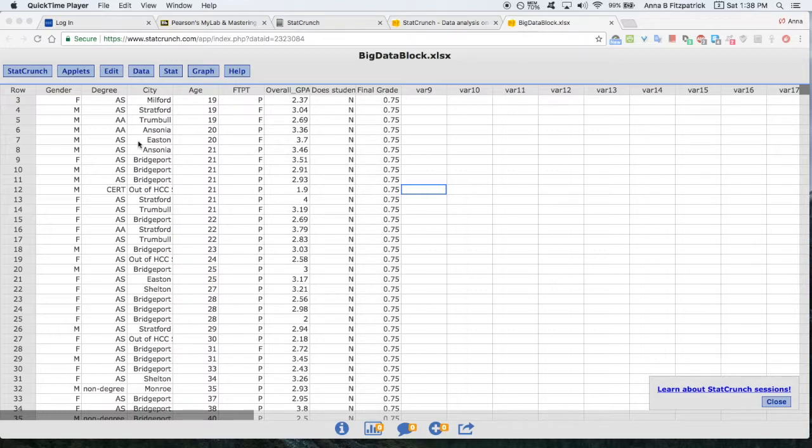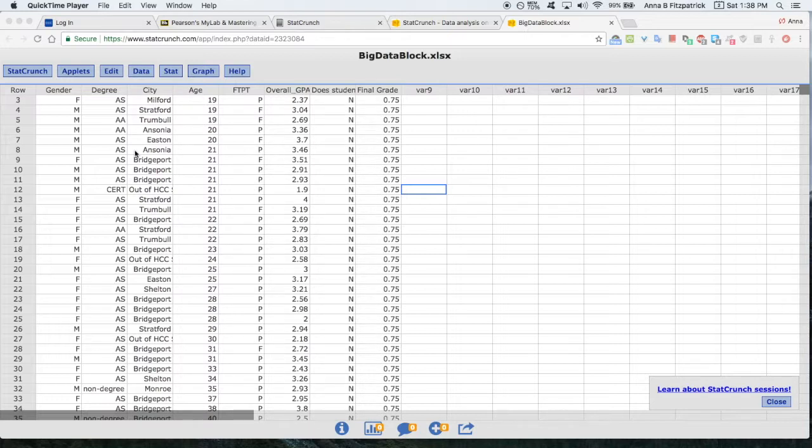So again, the claim is that the percentage of students from Bridgeport is 39%. So our null hypothesis is P equals 0.39, and our alternative hypothesis is P does not equal 0.39.